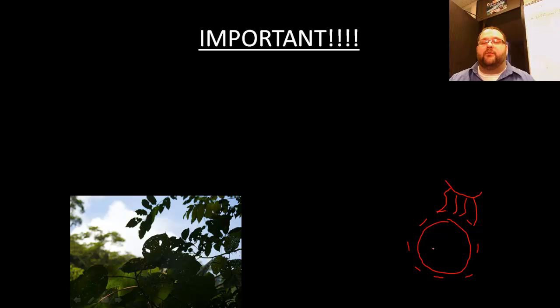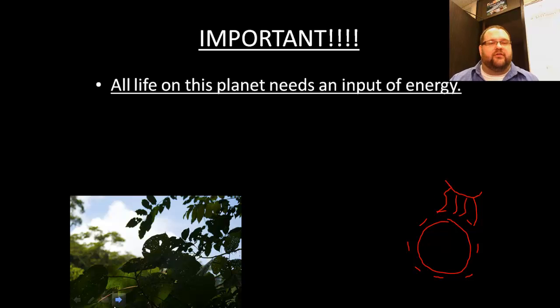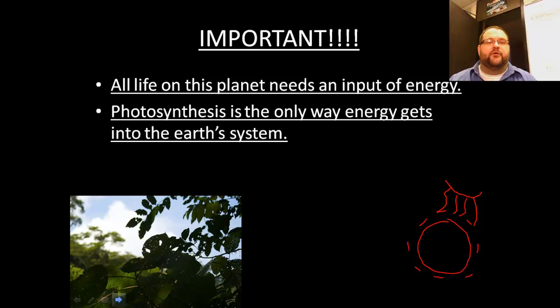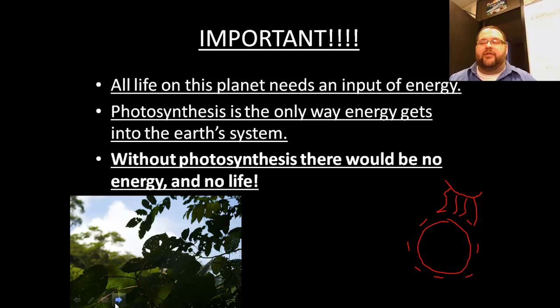Well, the only way that we really can harness this is by plants and by photosynthesis. So the energy that's available for life really originates with the sun, and the only way that sun's energy is harnessed is through photosynthesis. So all life on this planet needs an input of energy. Photosynthesis is the only way the energy gets into the Earth system. And without photosynthesis, life as we know it would not exist on this planet. We would not have the incredible diversity and abundance of life that we see on this planet today.